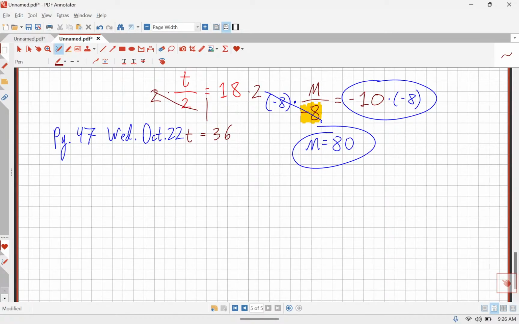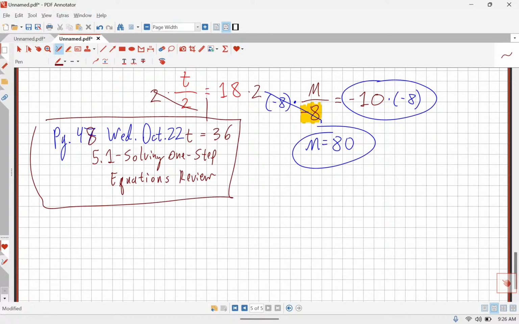Just so you know, guys, there's a self-assessment 5.1, which is solving one-step equations. 47 should be, 48? Oh, you're right, it's 48. So sorry, 48, 48, 48. Solving one-step equations review. Yes. Oh, I took the t equals 36 in there as well.